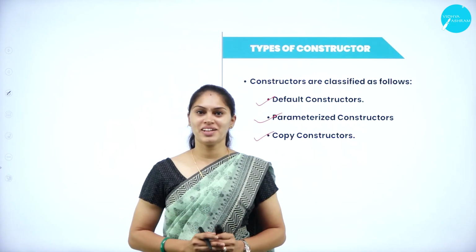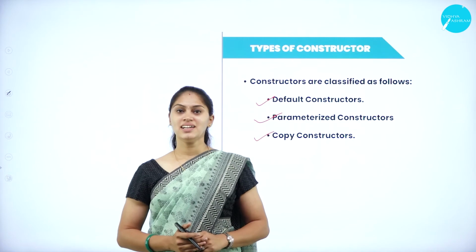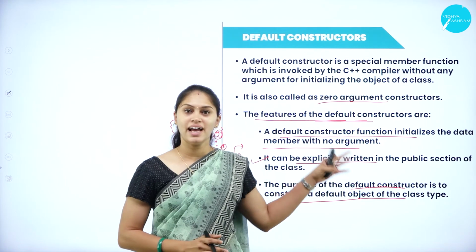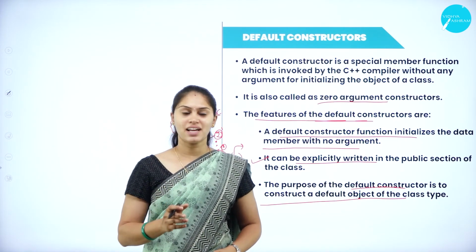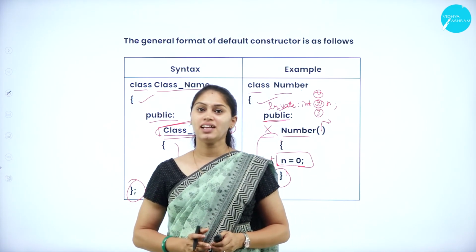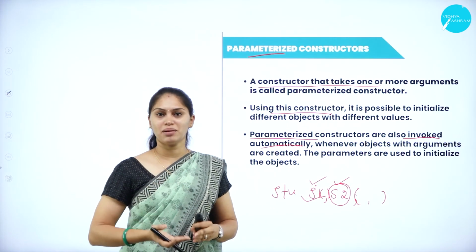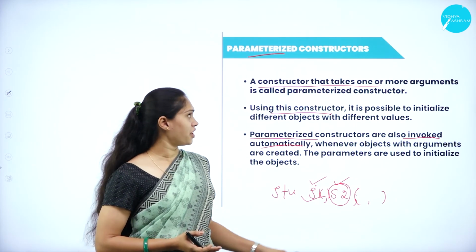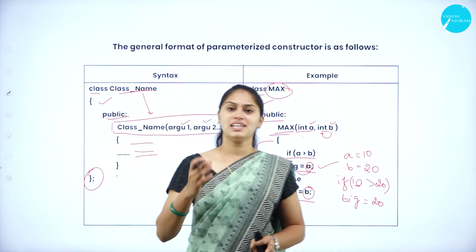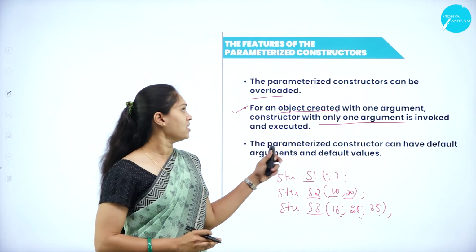I hope you all understood today's session. In this session, I discussed the types of constructor. First the default constructor: what you mean by default constructor along with its features, then the syntax and example, and the disadvantages of using the default constructor. Then what you mean by parameterized constructor and what its features are, along with the syntax and example. Later on we discussed the copy constructor.